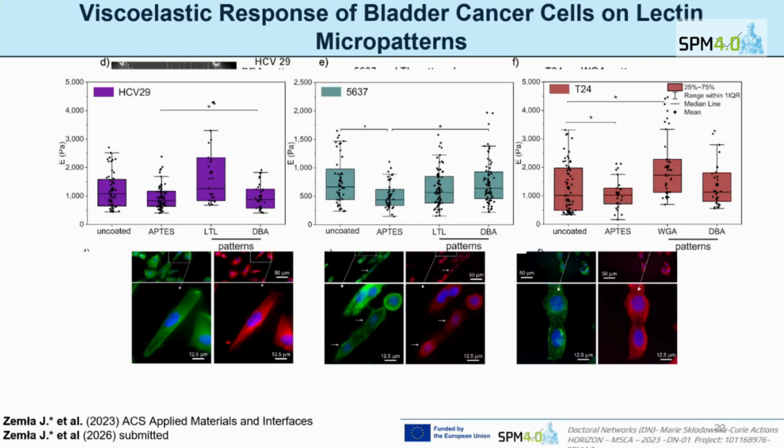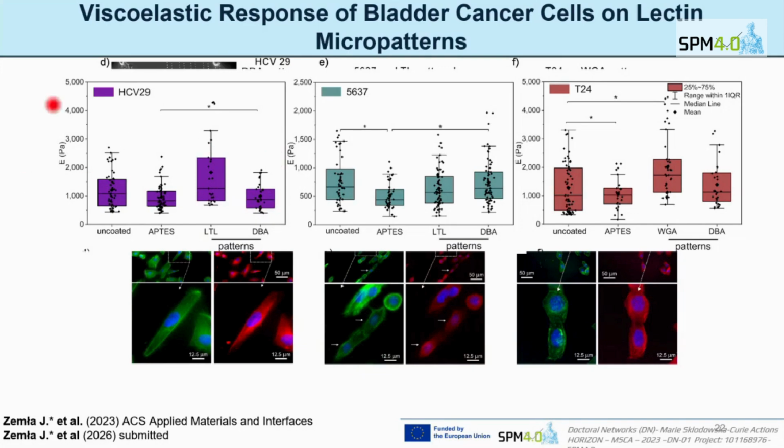So we only see here that they are on patterns, they are elongated, but the properties change depending on the properties of the substrate. So we have two types of controls, uncoated glass and silanized substrate, and two types of lectins patterned on the substrates.